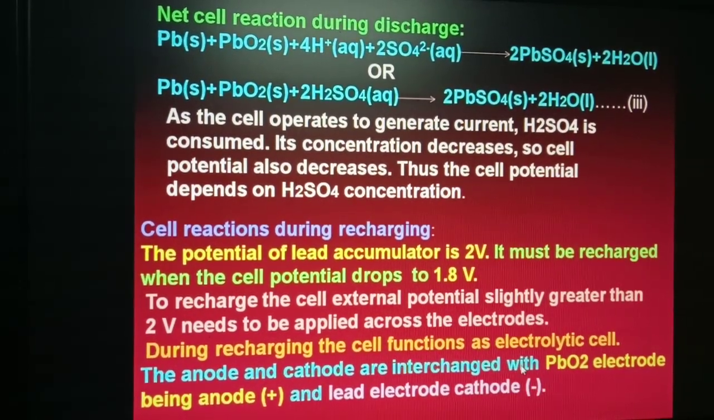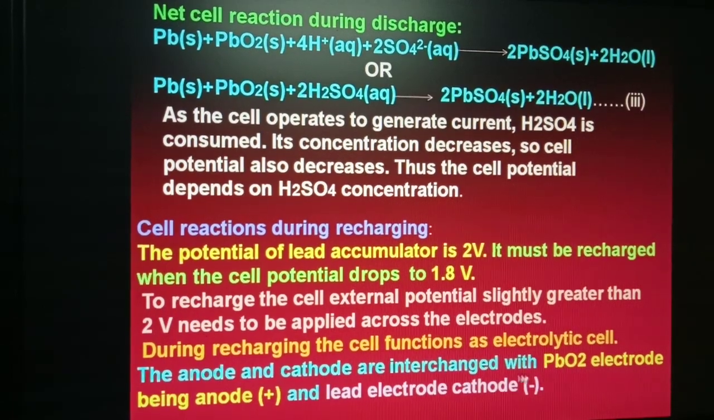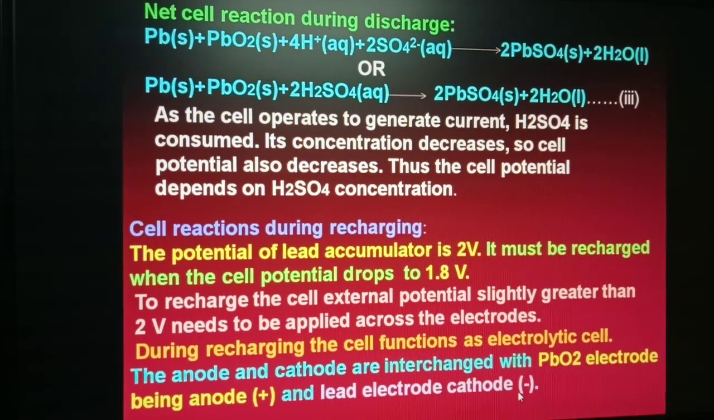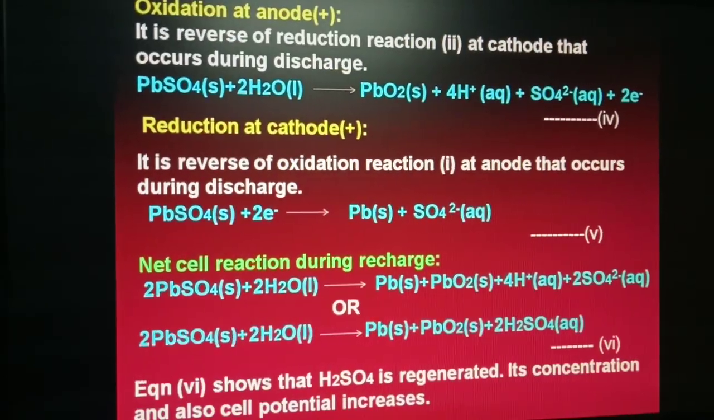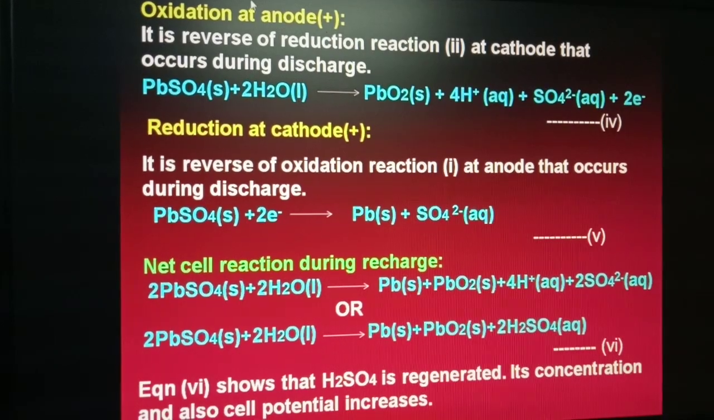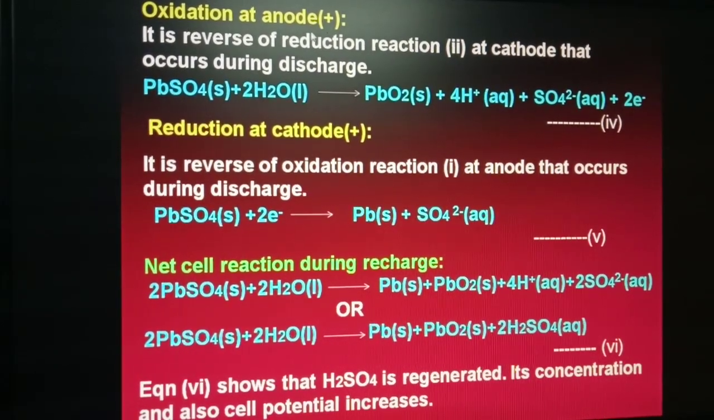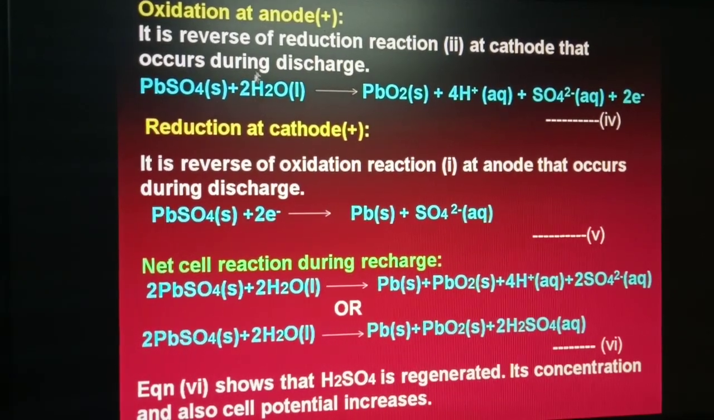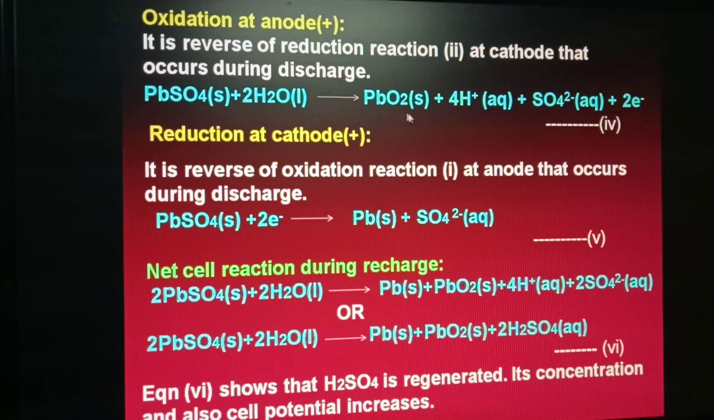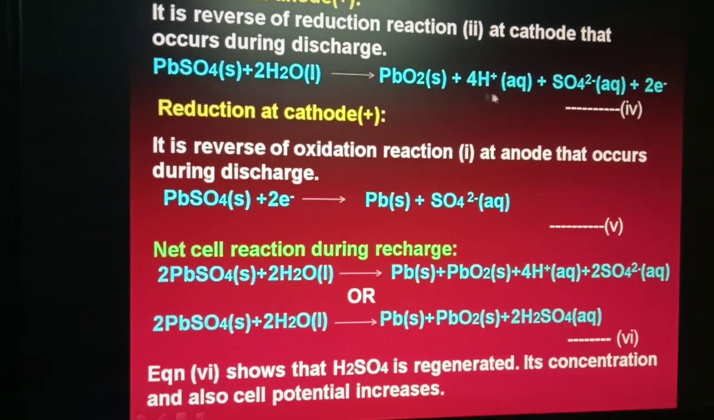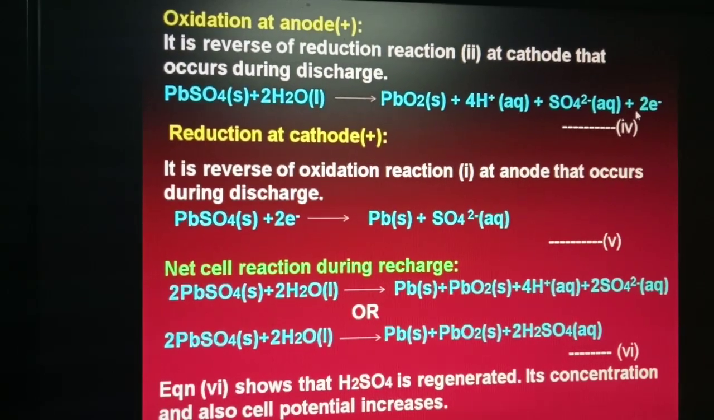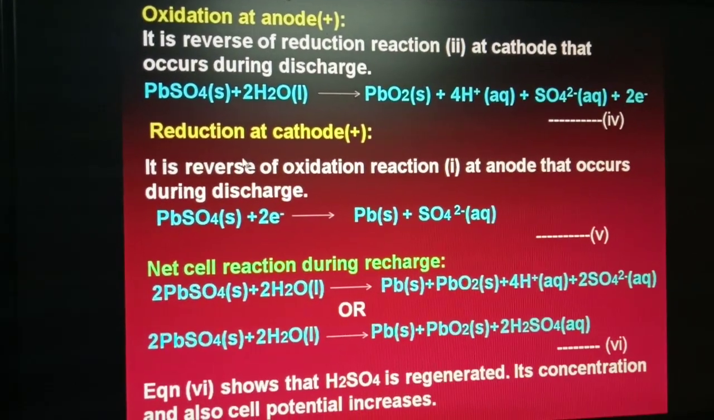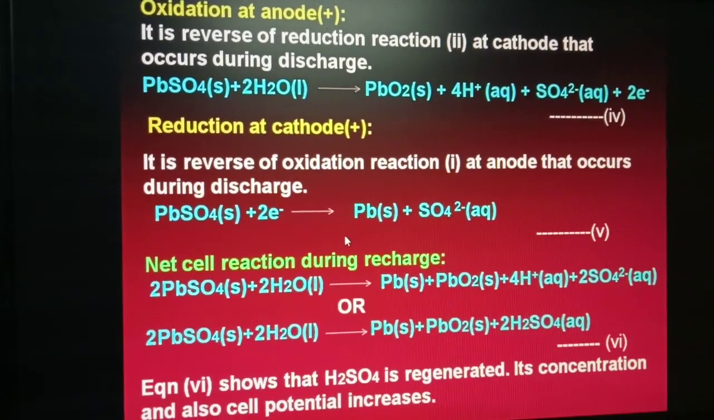The anode and cathode are interchanged, with the PbO2 electrode now being the anode and the lead electrode being the cathode. Also, the reactions will be reversed. Now, we find oxidation at the anode: PbSO4 solid plus 2 H2O liquid gives PbO2 solid plus 4 H+ aqueous plus SO4 2- aqueous plus 2 electrons.